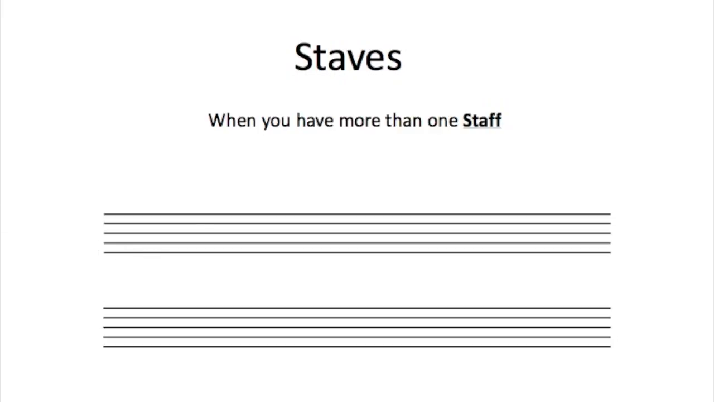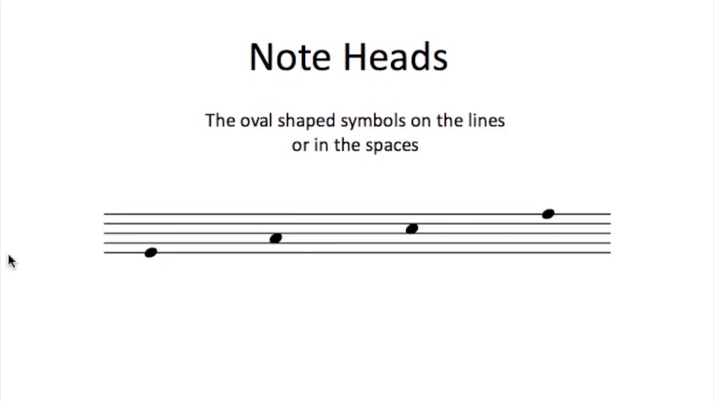To notate pitch, noteheads are used. Noteheads are these oval or egg-shaped symbols written either on a line or in a space. Be careful not to mistake noteheads in spaces for noteheads on lines. This is an easy mistake to make because notes in the space can look like they're sitting on a line. But notes that are on the line will have the line going through the notehead.